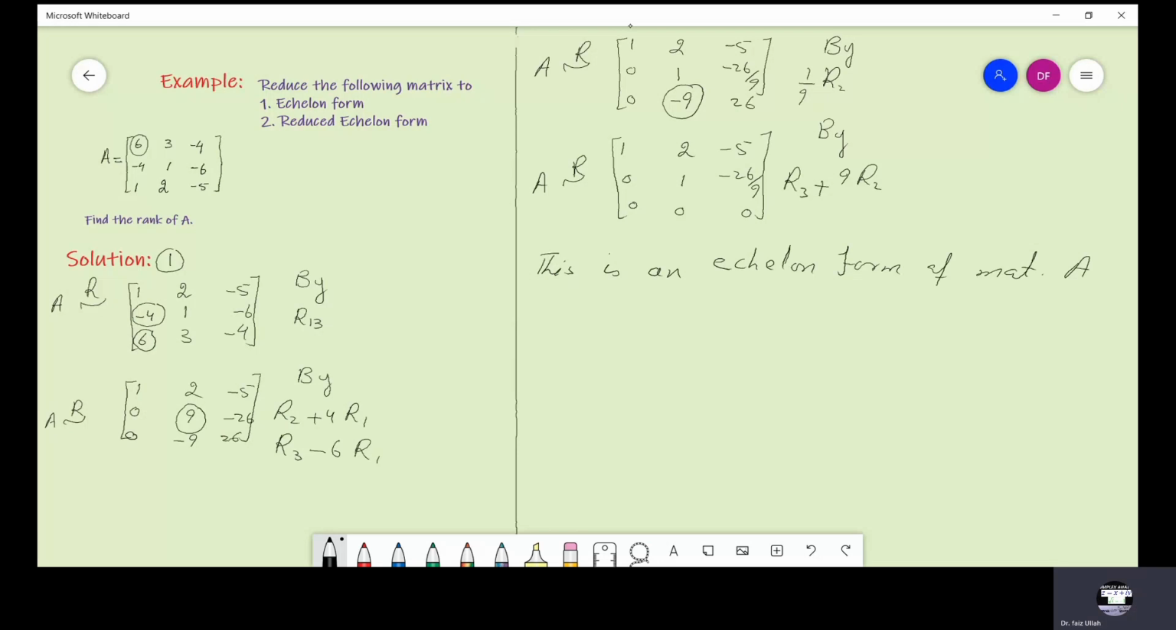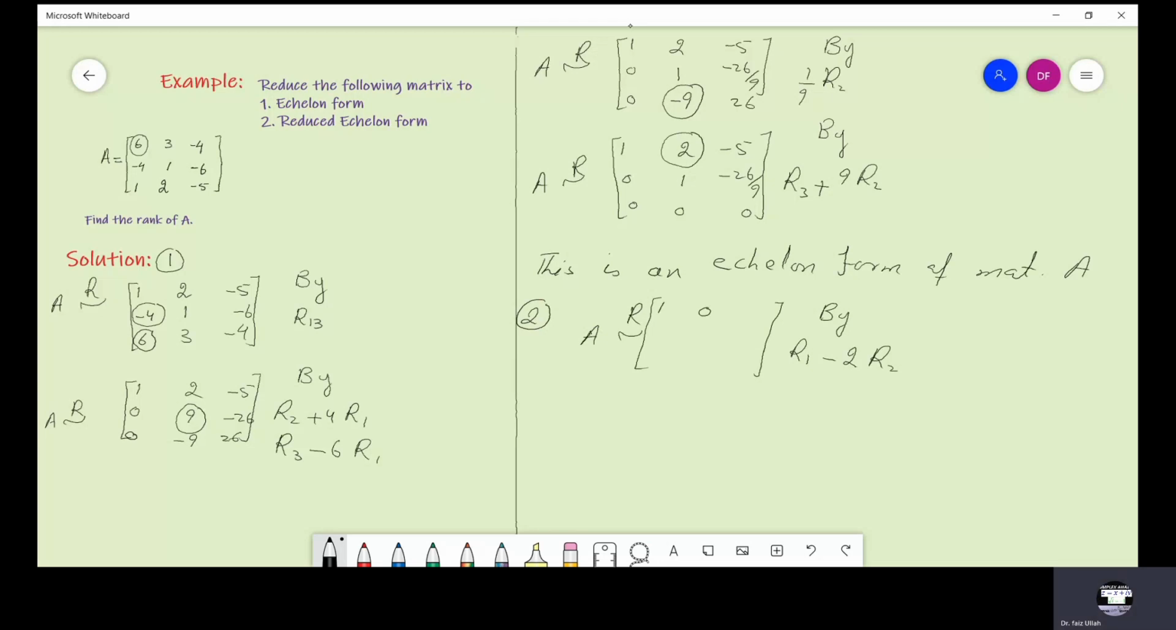Now in the second part we have to obtain the reduced echelon form. So the column in which 1 lies, all other entries of that column must be 0. This 2 must be equal to 0. So we need another row operation. We can write the operation here on the right hand side: R1 minus 2 R2. Multiply row 2 with 2 and then subtract from row 1. So we can get 1, 0 here.